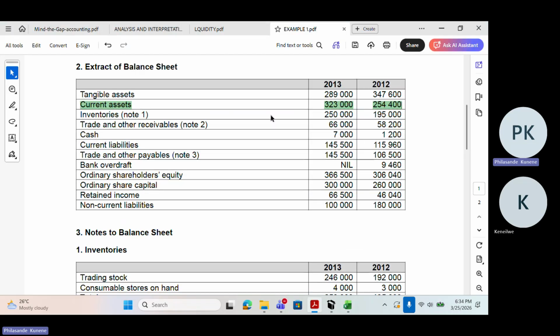So now, how much is my current asset? In 2012, I have 254,400. And then I have inventories, trade and other receivables, cash, and then current liabilities, which is trade and other payables and bank overdraft. Ordinary shareholders' interest is equity. But looking at current assets, I have it there, and then I'm having the current liabilities there.